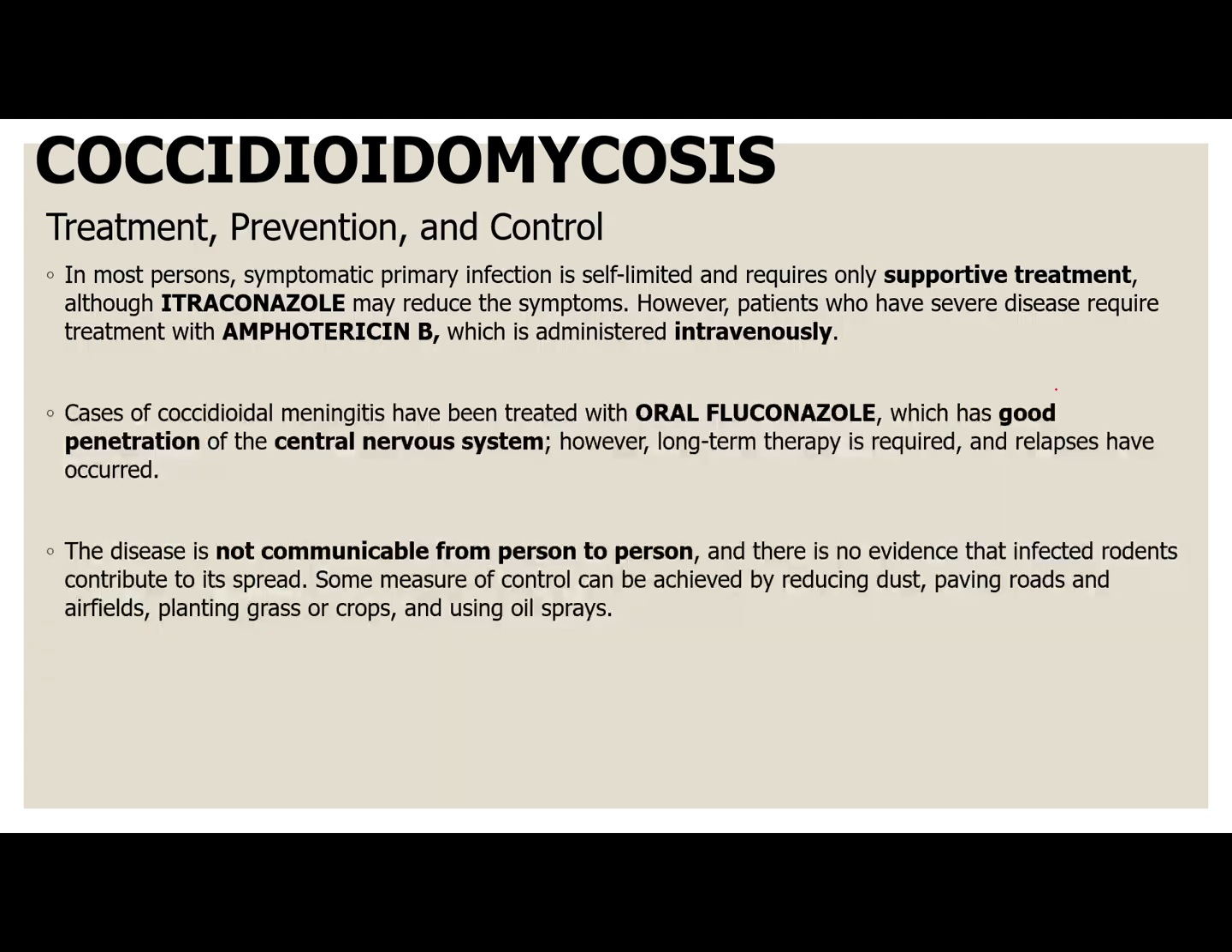Now, what are the treatment, prevention and control for coccidioidomycosis? In most persons, symptomatic primary infection is self-limited and would require only supportive treatment. Although itraconazole may reduce the symptoms, patients who have severe disease would require treatment with amphotericin B, which is administered intravenously. So if you have a very weak infection with coccidioidomycosis, itraconazole would be enough. But if it's a severe type, already chronic, you need to use amphotericin. Cases of coccidioidal meningitis have been treated with oral fluconazole, which has good penetration of the central nervous system. However, long-term therapy is required and relapses have occurred. So that's the problem, class. There are cases wherein there are relapses, the illness comes back.